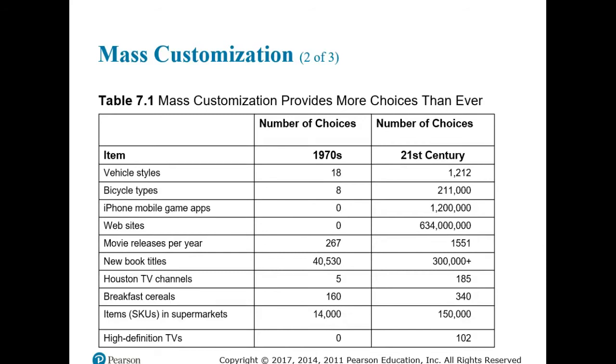In this slide, specifically table 7.1 provides some nice examples of how the number of choices for some products has skyrocketed in the past 30 to 40 years. So mass customization is designed to fulfill those increasingly varying customer needs while still producing large volumes at a reasonable cost.